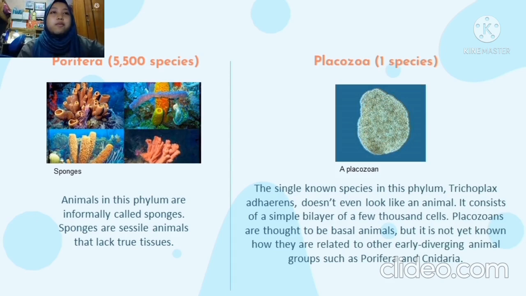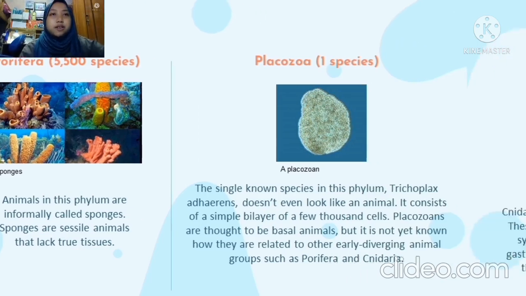And then we have Placozoa, which has only one species in this world, and the single known species in this phylum is Trichoplax adhaerens. It doesn't even look like an animal. It consists of a simple bilayer of a few thousand cells. Placozoans are thought to be basal animals, but it is not yet known how they are related to other early diverging animal groups such as Porifera and Cnidaria.